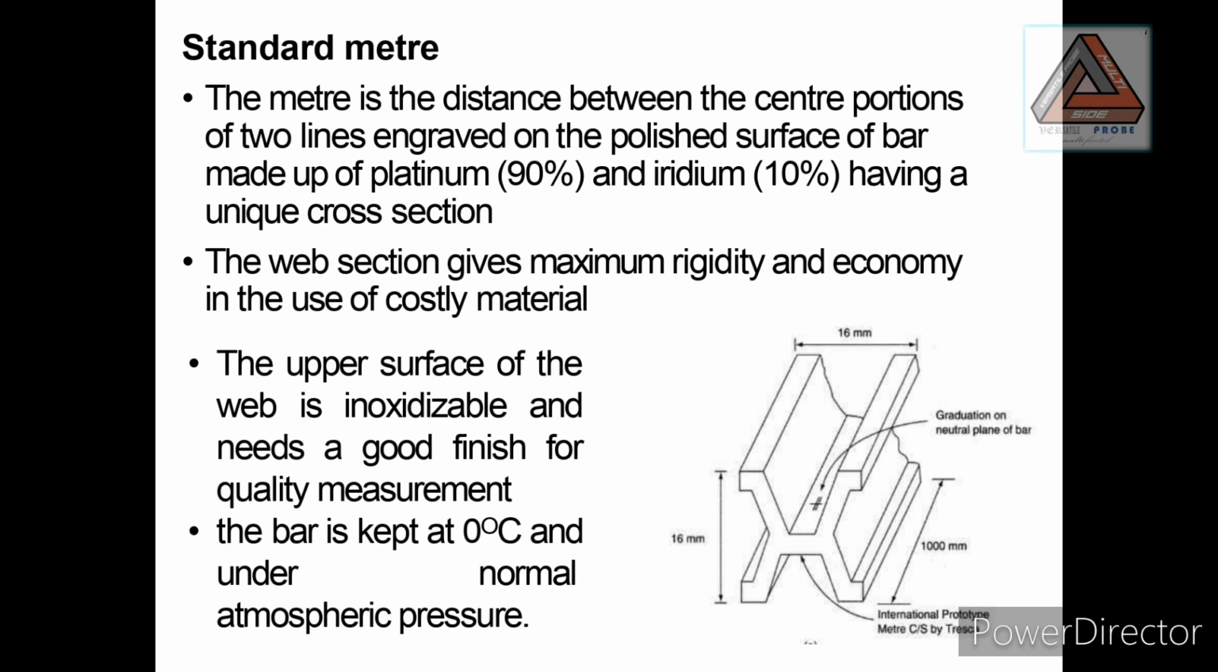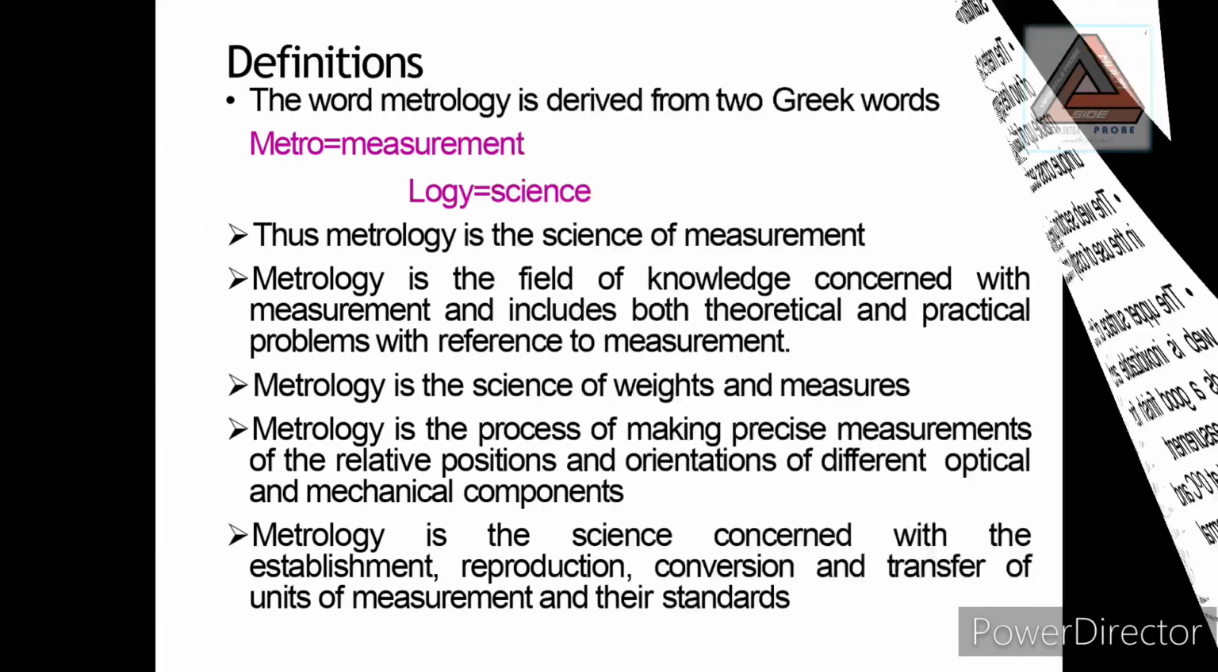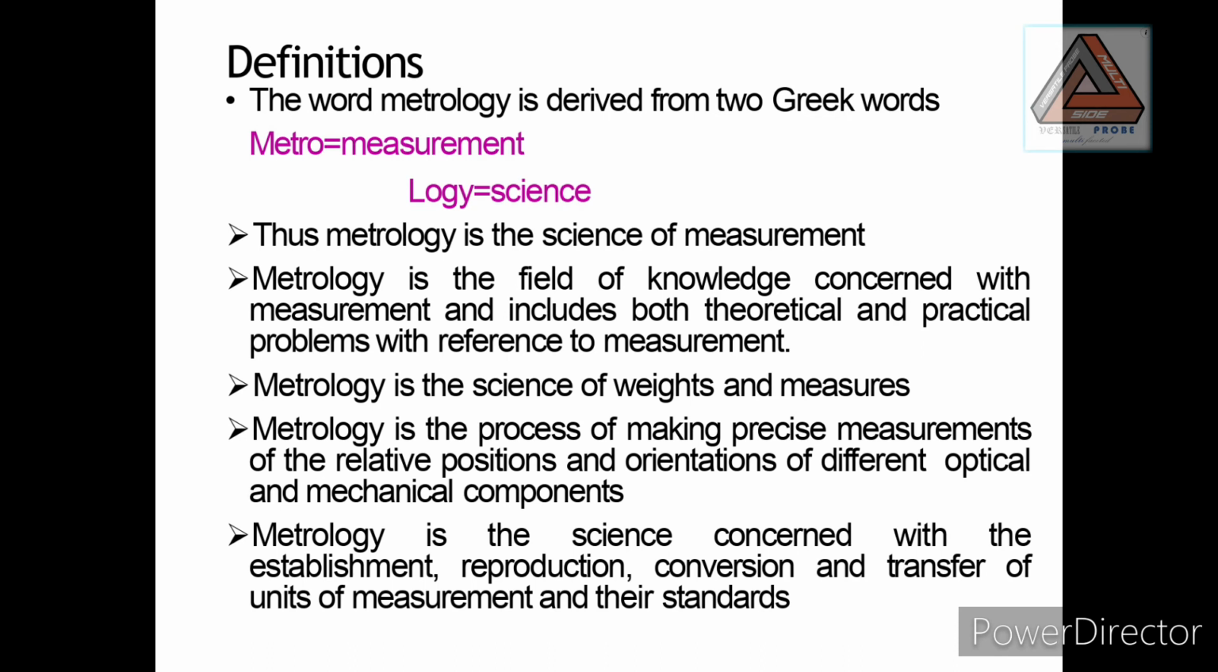Wavelength: 1 meter equals 1650763.73 wavelengths. 1 yard equals wavelengths. So the wavelength is 1509458.3. So up to this, the metrology and measurement, basic metrology, is over.